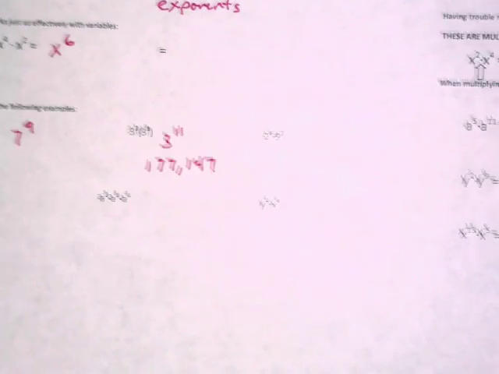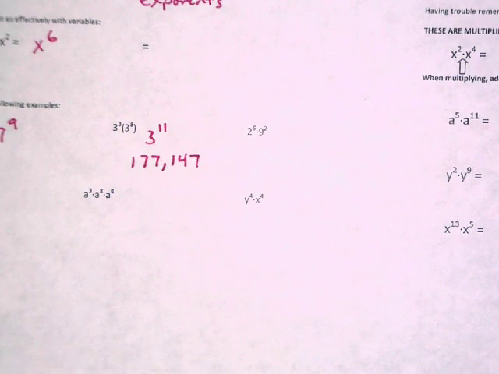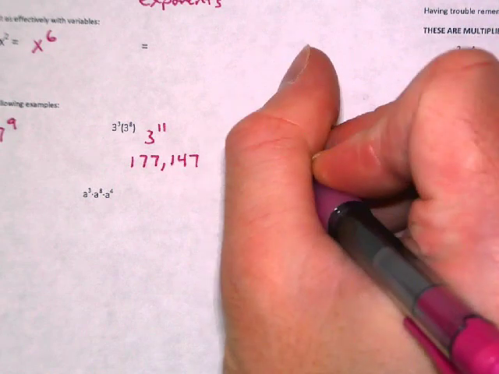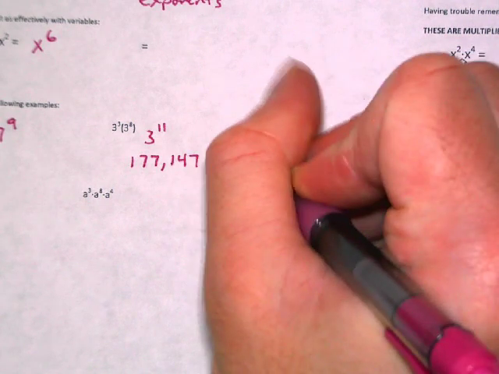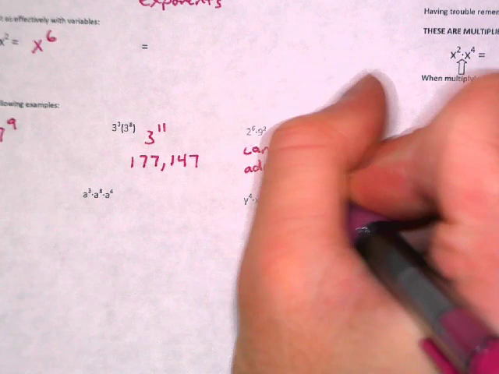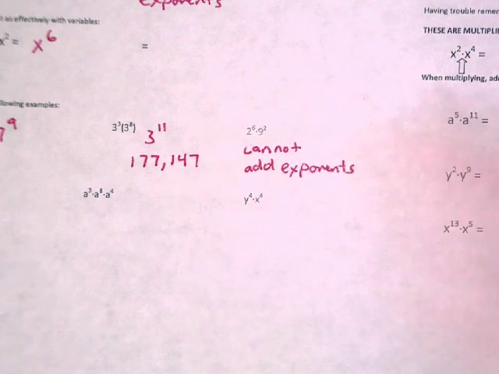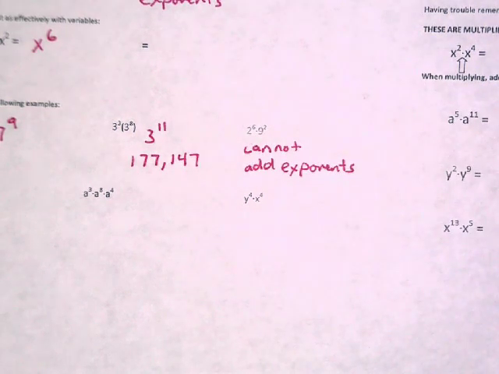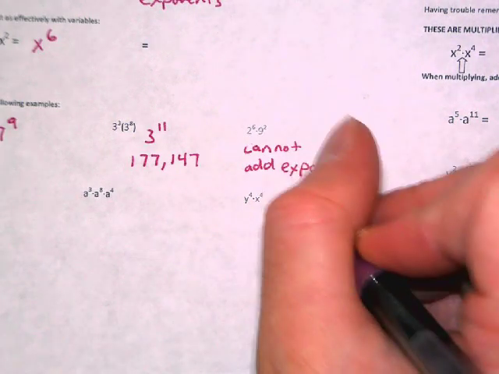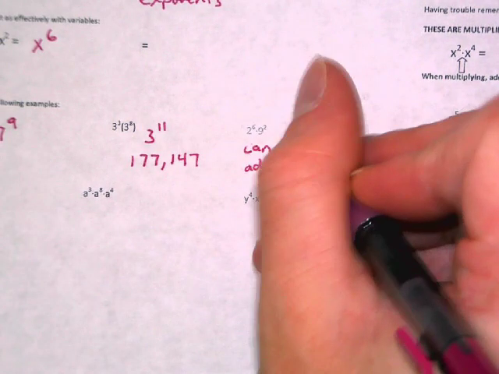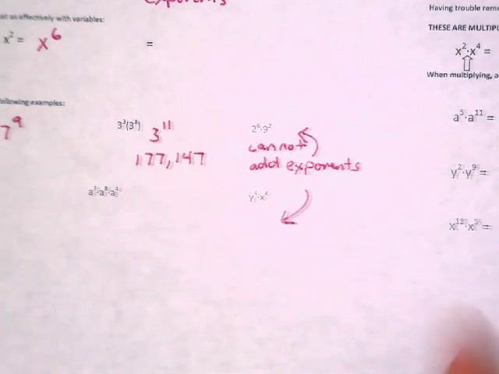Third one there. Can you add those exponents? No. So I'm just going to write cannot add exponents. While we're on that, look at the one below that. Can you add those exponents? No, because it's an x and a y. I'm going to put an arrow to both of those.